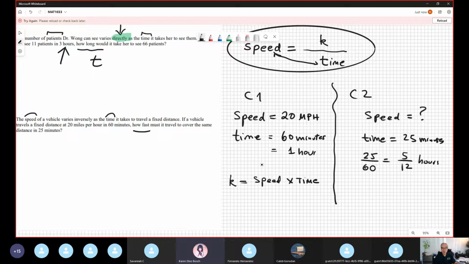You multiply 20 by 1, no? Is the time in hours, no? The same unit. So K is 20. I don't care about the unit. The unit is not important. It's 20.